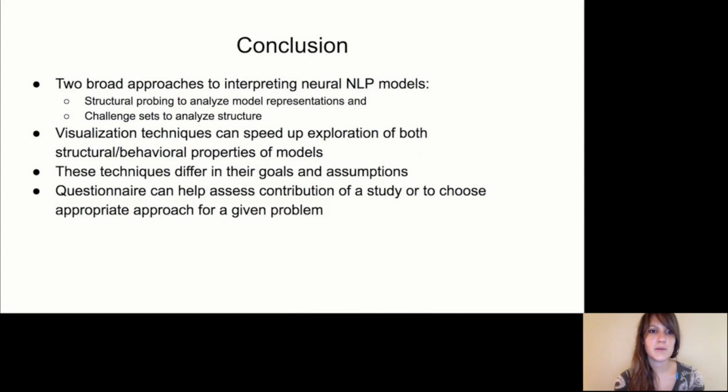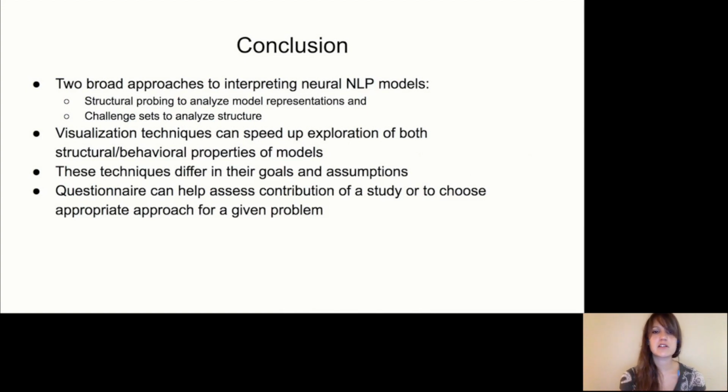Okay, so just to briefly sum up, we've talked about two broad families of approaches for analyzing neural NLP models. The first was the structural probing analyses, which look directly at the internal representations of models. And the second is the challenge set type of approach, which is more focused on analyzing models' decisions and behavior in practice. Sebastian talked about the visualization techniques, which can speed up the exploration of both of these areas, both the structural properties of models and also the behavior, and can work as a way of generating hypotheses, which we can then follow up in a more controlled manner using the first two techniques we talked about.